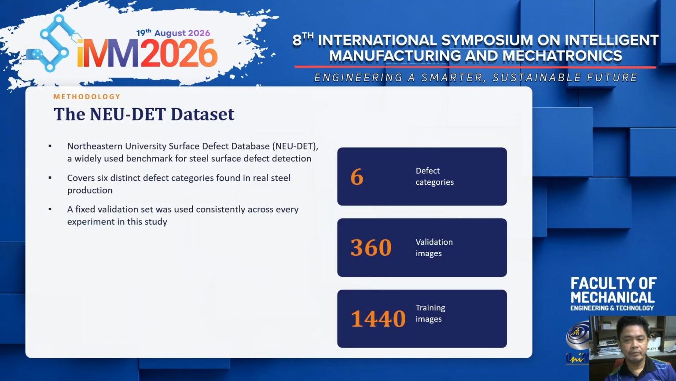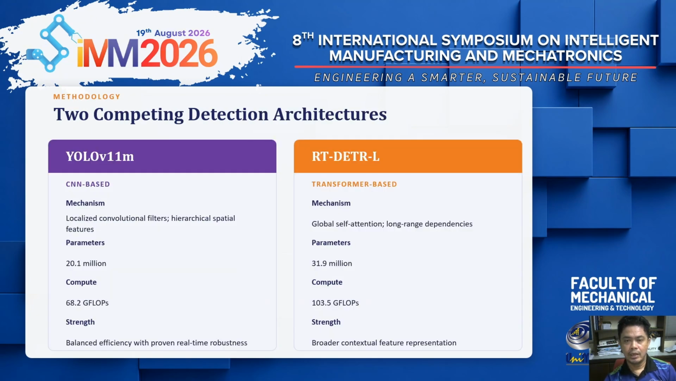For our dataset, we use the NEU-DET dataset, which is a well-known benchmark for steel surface defects. It has 6 defect categories. We use 1,440 images for training and 360 images for validation. We compared two models. YOLOv11M is CNN based. It uses local convolution filters and has 20 million parameters, requiring 68 gigaflops of compute power.